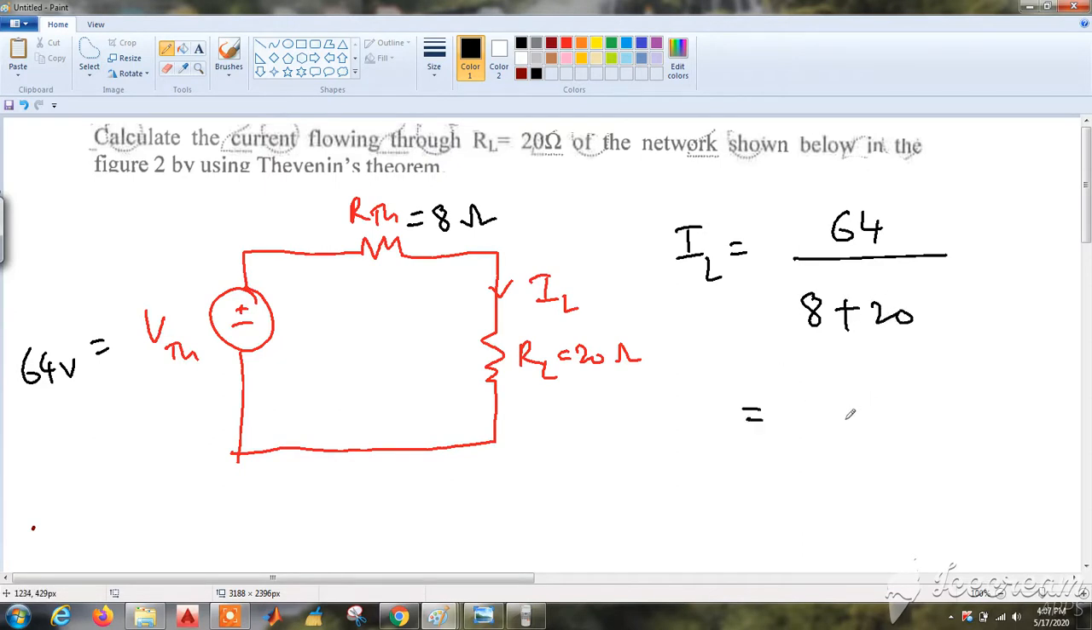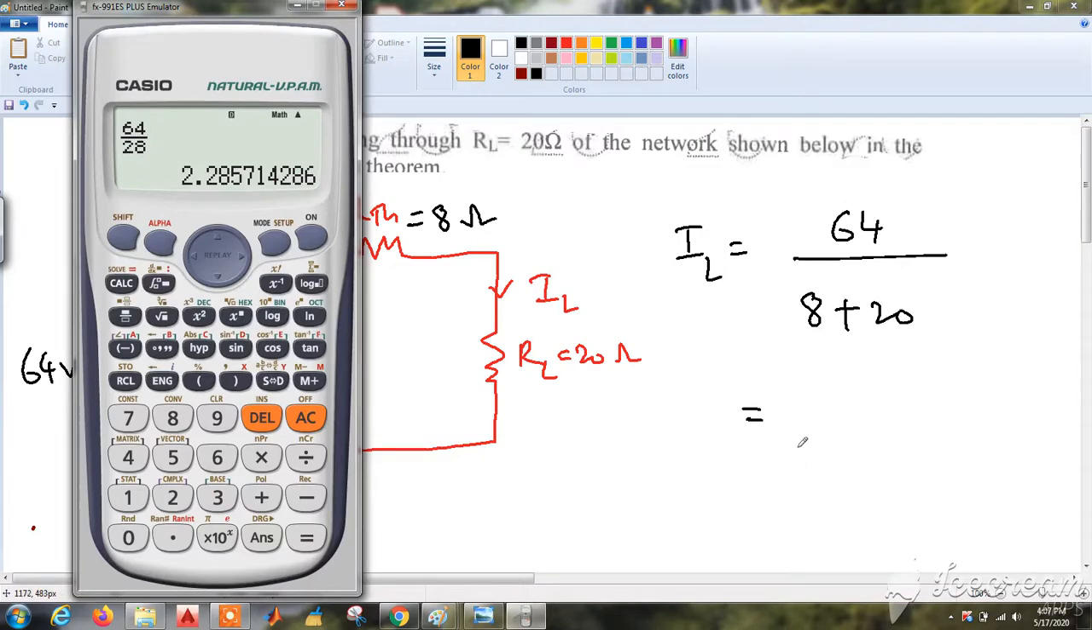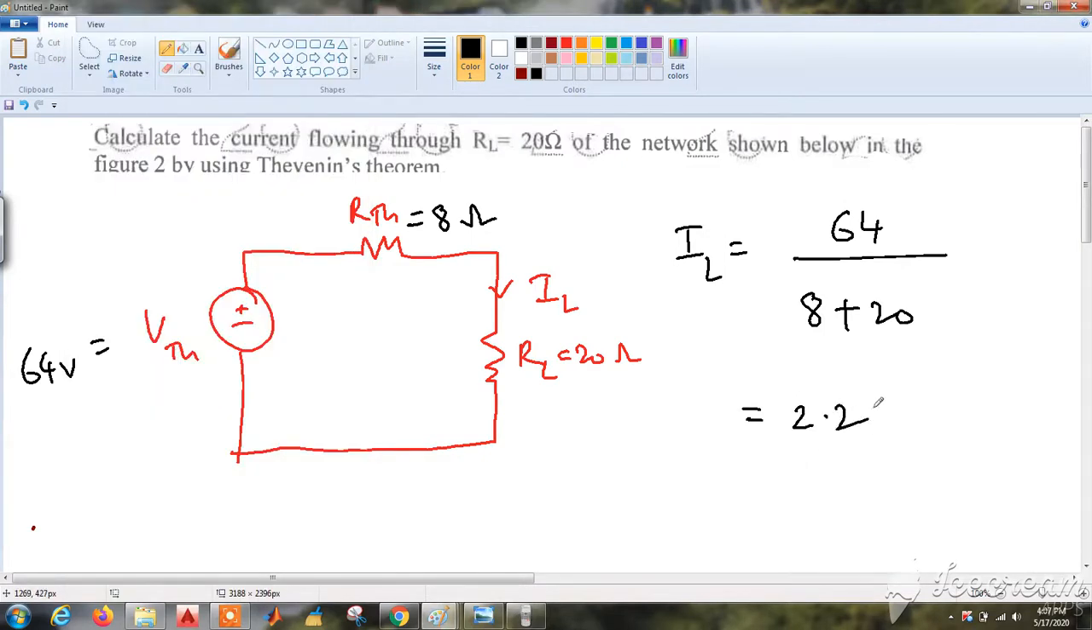This will give us 2.285 amperes. So the load current IL flowing through RL, that is 20 ohms, is 2.285 amperes.